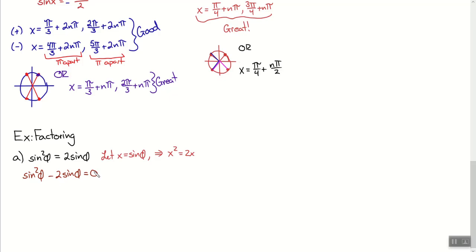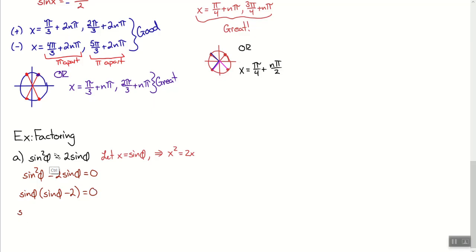And now we're just running through the regular old factoring. I'm going to check all down my list, and I recognize immediately that they both have a sine phi. So let's factor that guy out. The sine of phi factors out, and it leaves behind a sine phi minus 2. Okay. Now, we are at a point where all we have to do now is apply ZPP, or the zero product property. I know that one of two things, or both, is true.